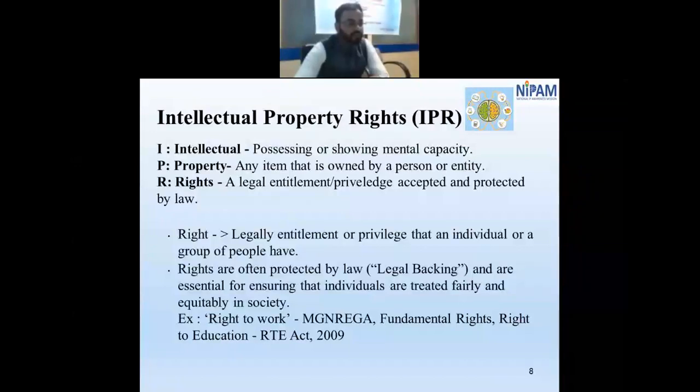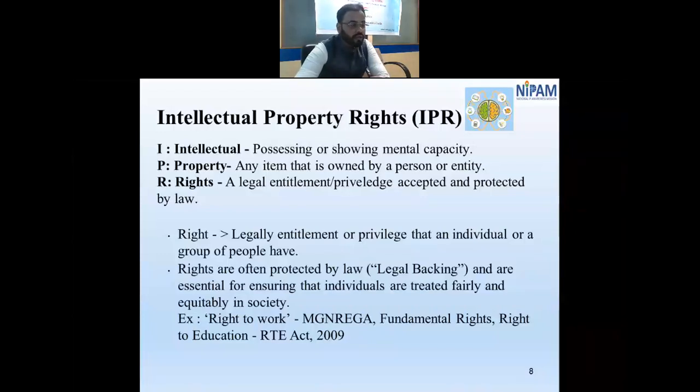Now, having discussed intellectual property, what are intellectual property rights? See, intellectual property we have seen is a creation of the mind, the intellect of a person. Rights basically refer to a legal entitlement or privilege that an individual or a group of individuals have. Rights have no meaning unless they have a legal backing behind them. For example, the government gives you a right to work, but in order to apply this right to work, you need a legal backing. That legal backing is the Mahatma Gandhi National Rural Employment Guarantee Act. Until and unless that right is protected by a law, a legal backing, that right has no meaning.